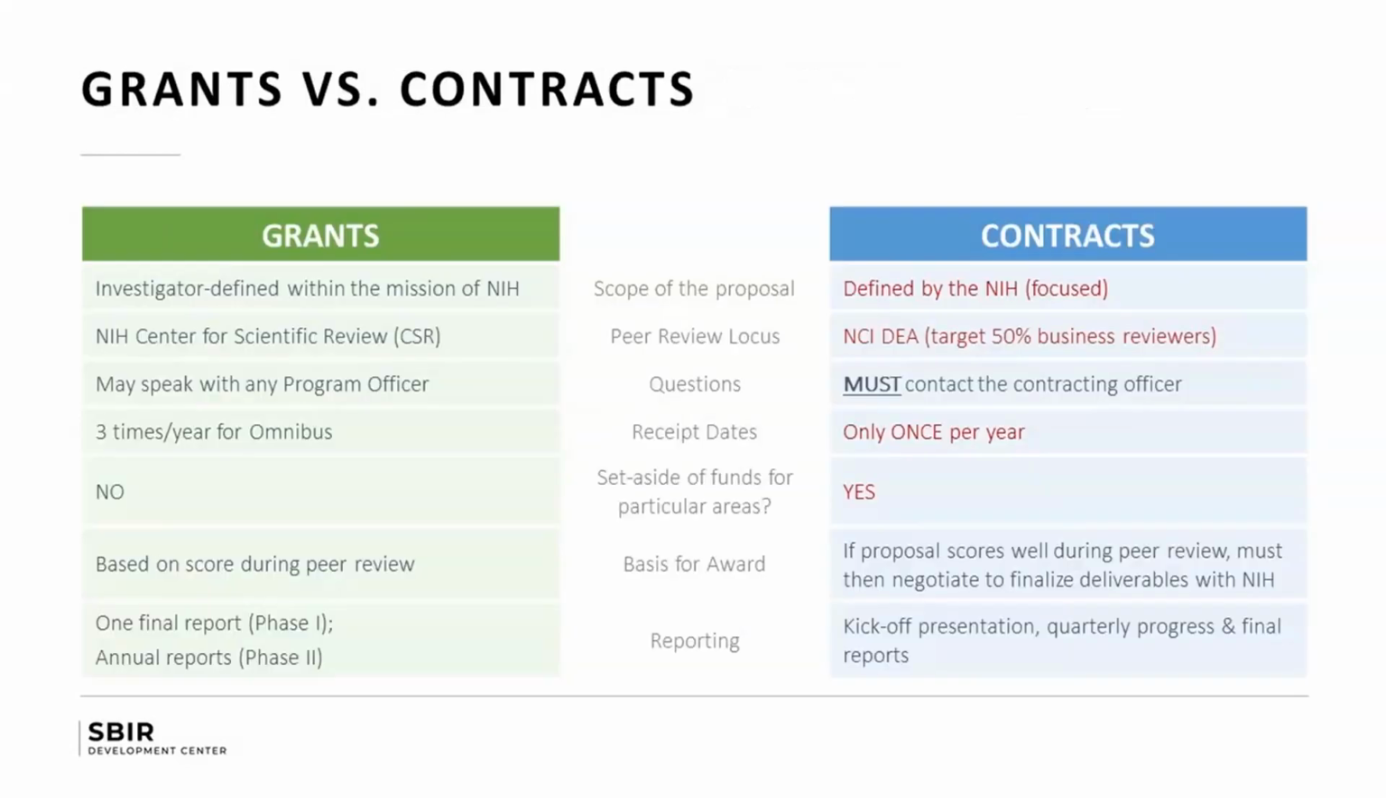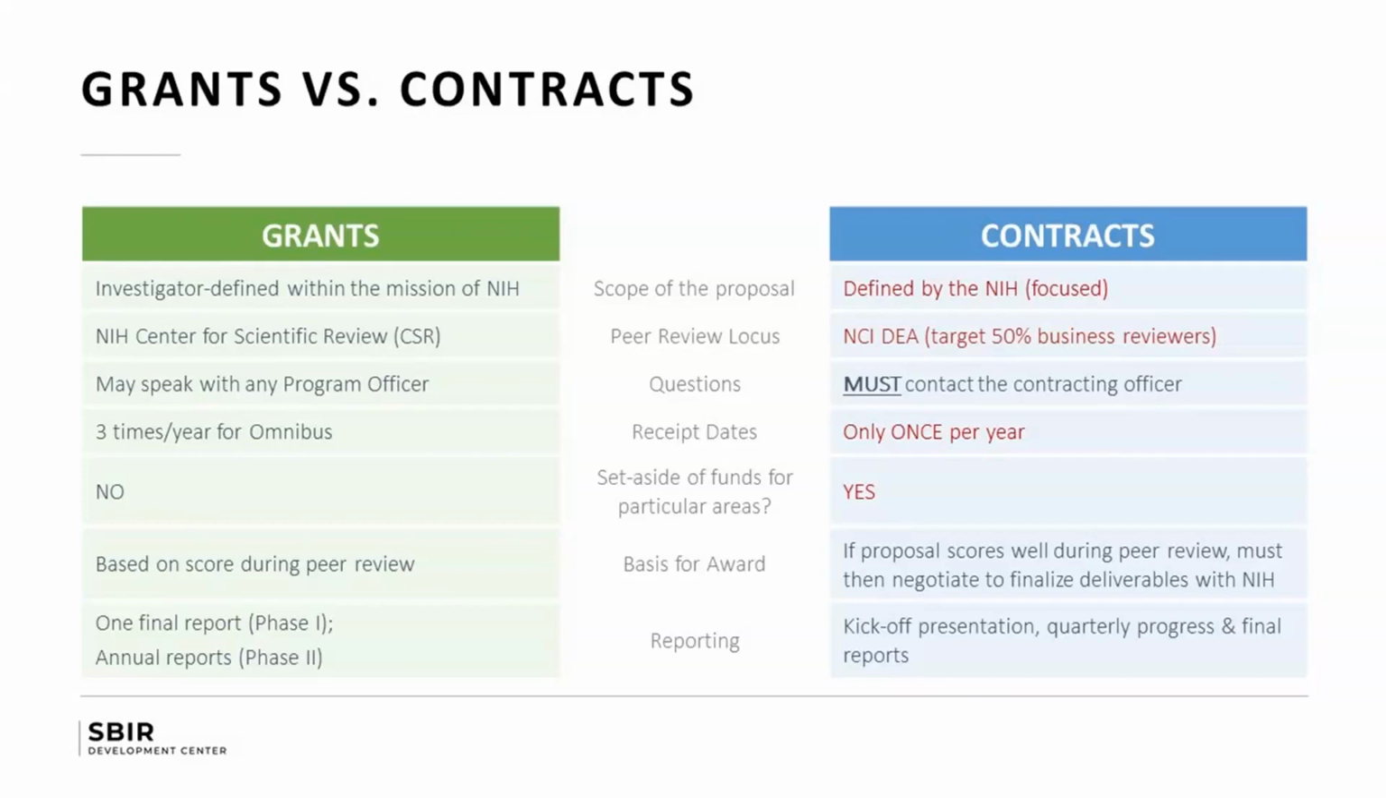The next obvious question is, what is the difference between the grant and the contract mechanism? And there are a number of differences. The first one is the scope of proposal. In case of grants, it is defined by the investigator, whereas in case of contracts, it is focused and it is determined by NIH. When you read each of the contract topics for NCI this year, you will see that there are deliverables for phase 1 and phase 2 clearly written.